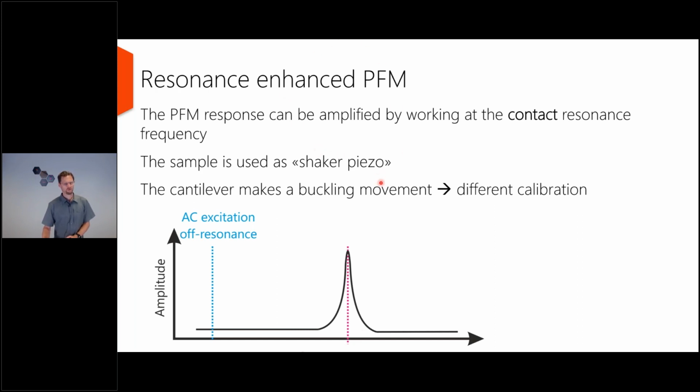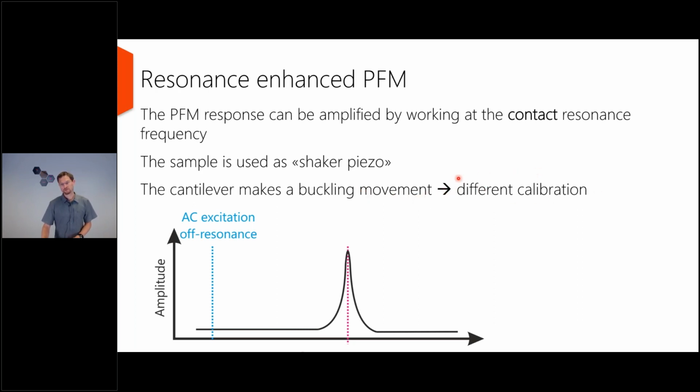And if you do that, you can consider the sample, which is a piezo material, as kind of a shaker piezo. So you oscillate the sample, and if you are at the contact resonance, you get an amplification of this oscillation. And again, this cantilever doesn't make the normal oscillation that you are used to from tapping mode. It's also a buckling movement with the tip almost at a fixed position, moving a bit by the sample, but the belly of the cantilever making a much larger movement, which gives you an angular change that is detected by the laser.